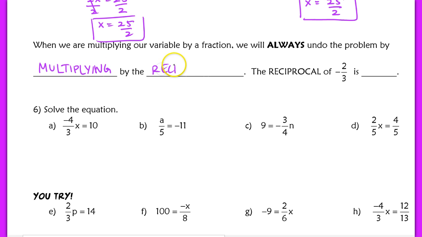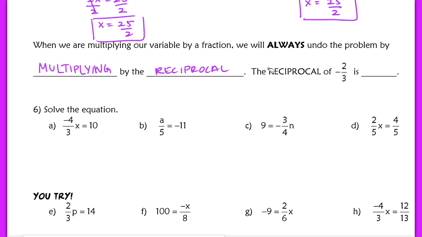And that reciprocal, oops, I spelled that wrong. One more time. Reciprocal. Okay, there we go. Oh, it's spelled right here too. Should have looked up. Okay, so we're going to multiply by the reciprocal.